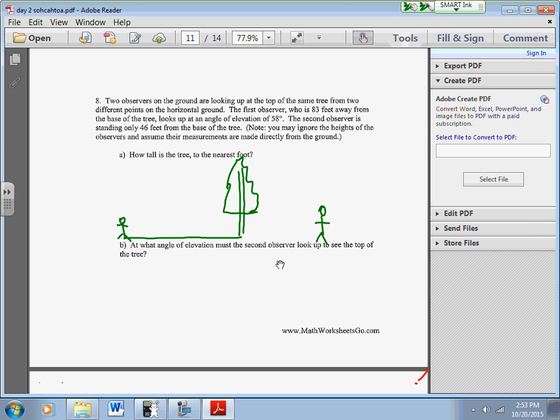One of them is 83 feet away. And he looks up at an angle of elevation to be 58 degrees. Now that's assuming if his eyes are down here on the bottom of the ground. Okay. Over here, the second observer is 46 feet away from the tree. It says, how tall is the tree to the nearest foot?